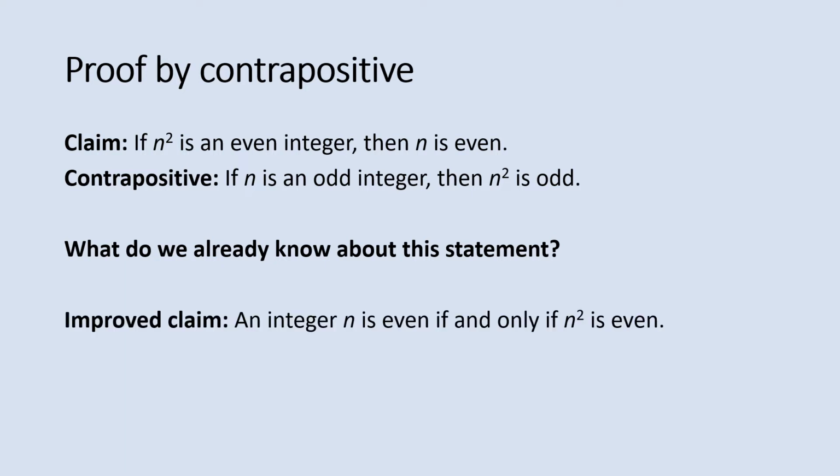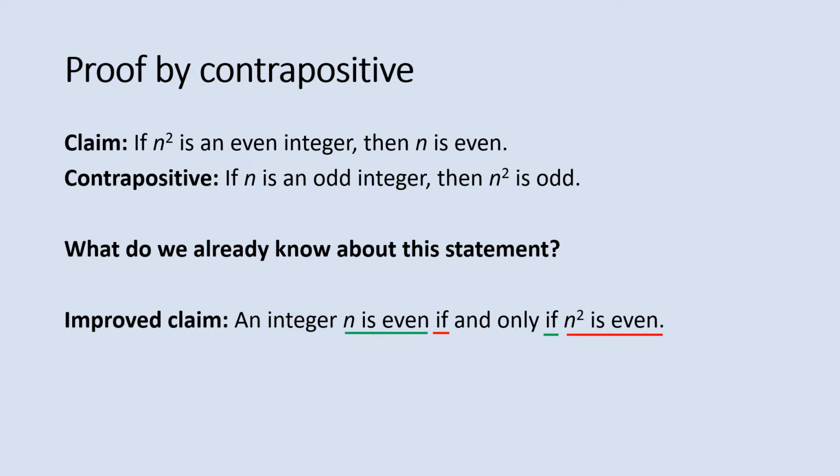And so we can improve our claim since we proved that if n is even, then n squared is even, and now we know if n squared is even, then n is even. So what we actually have is this series of statements has proved that n is even if and only if n squared is even. And so again, there's the two parts of that. It says if n squared is even, then n is even. And if n is even, then n squared is even. So there are two parts in this if and only if statement.